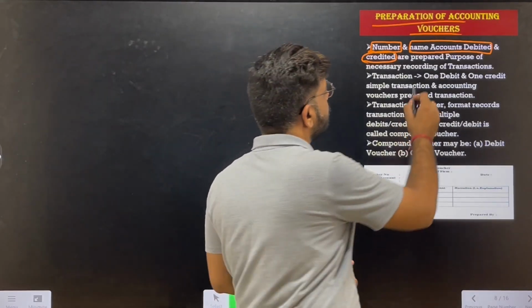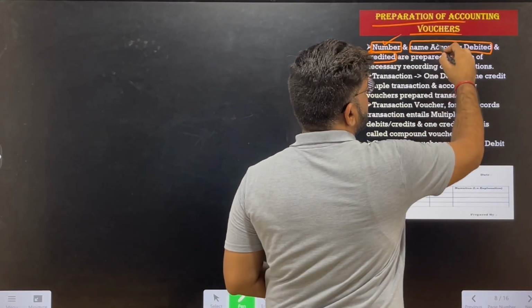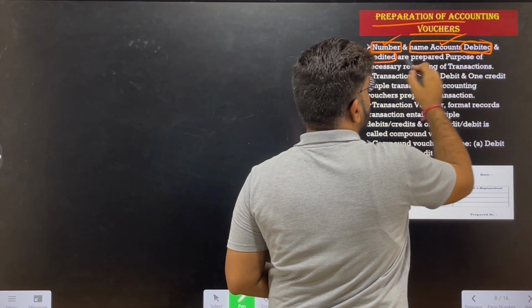When is it prepared? When the transaction takes place. The transactions can be of a cash nature or a credit nature. If it is a cash nature, a cash voucher is prepared. If it is of a credit nature, we are purchasing the goods on credit, we are selling the goods on credit, debit voucher and credit vouchers are prepared simultaneously. Is that clear?